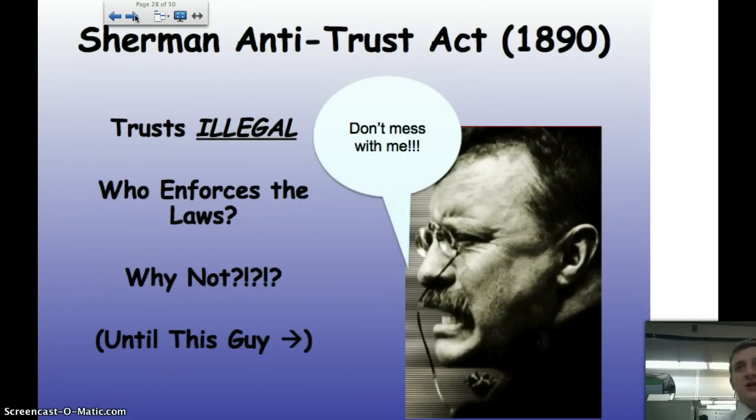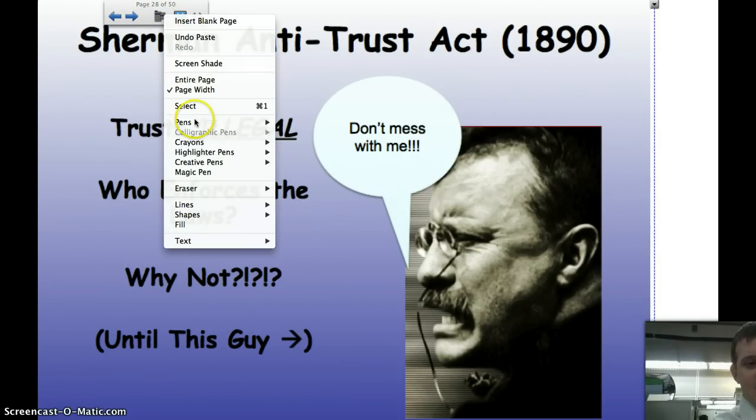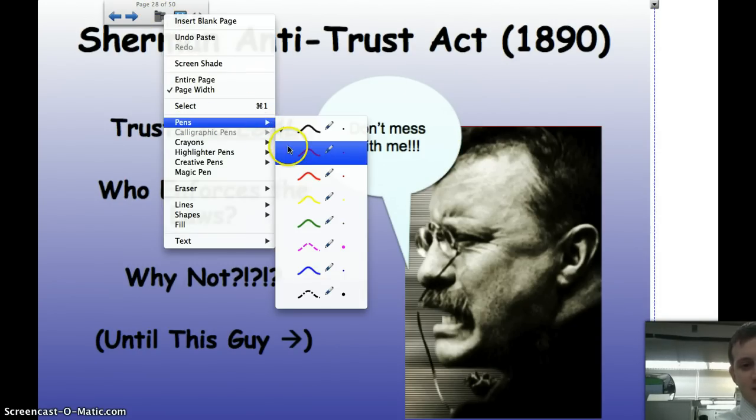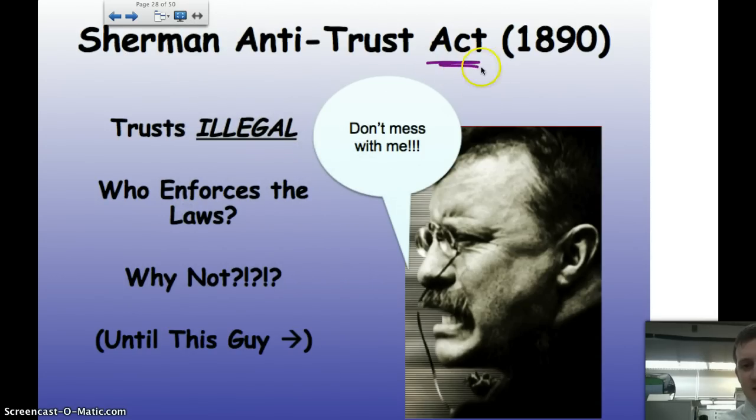Well, there was a piece of legislation called the Sherman Antitrust Act. And as you guys know, anytime you see the word act, that means it was an act of Congress. So there was some sort of act of Congress which was an antitrust act, meaning it's against trusts. It actually said trusts were illegal.